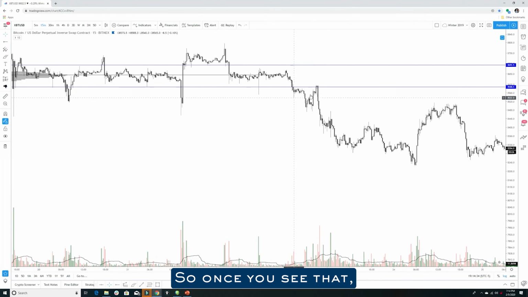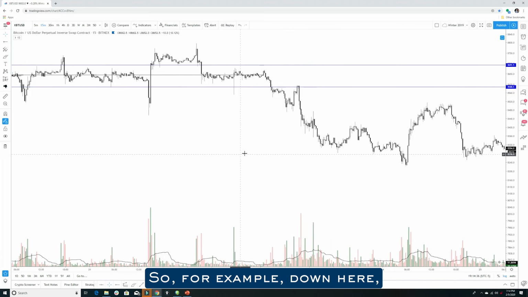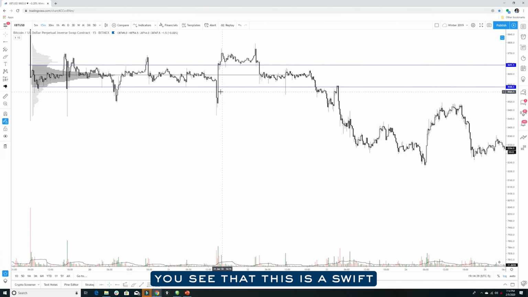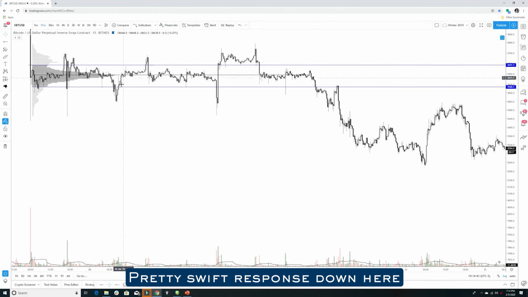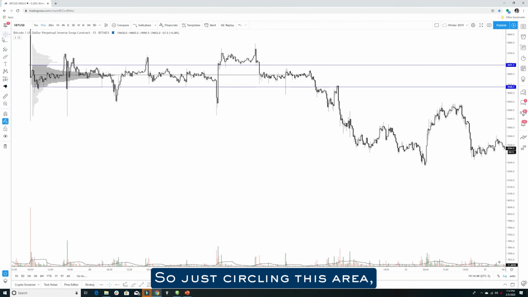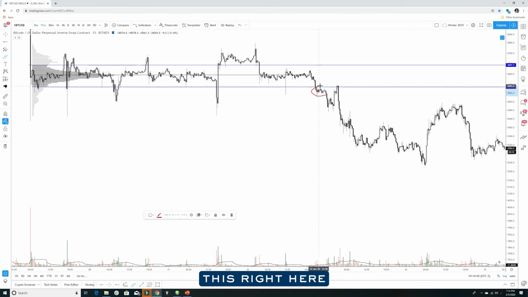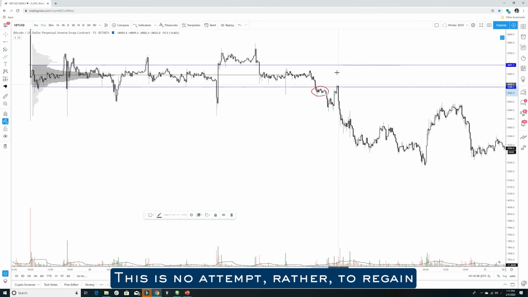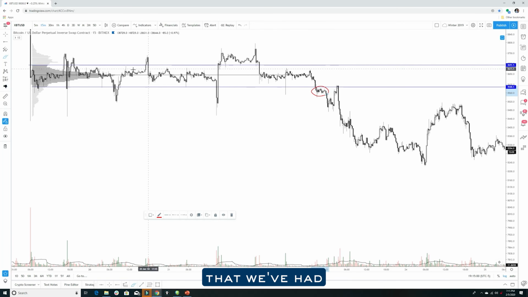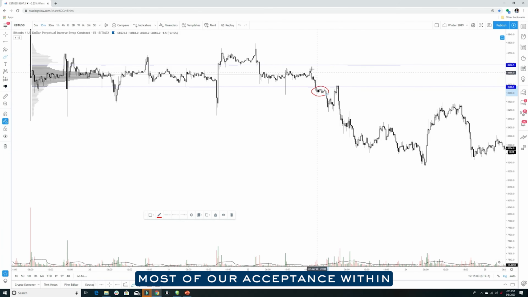So once you see that you're gaining acceptance, so for example, down here, you see that this is a swift response, right? Pretty swift response down here, very swift response down here. This right here, all right, so just circling this area, this right here is not a swift response at all. This is consolidation below this structure. This is no attempt immediately to reclaim it. This is no attempt, rather, to regain acceptance back into an area that we've had most of our acceptance within.